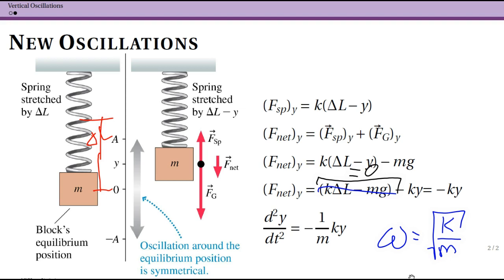So the takeaway message here is that when you turn your spring from horizontal to vertical, you haven't changed the frequency of oscillations, this frequency here. You haven't changed your period, T, which can be calculated from this. All you have done is changed where your equilibrium position is. So vertical oscillations are actually just like horizontal oscillations, just with a new equilibrium position.